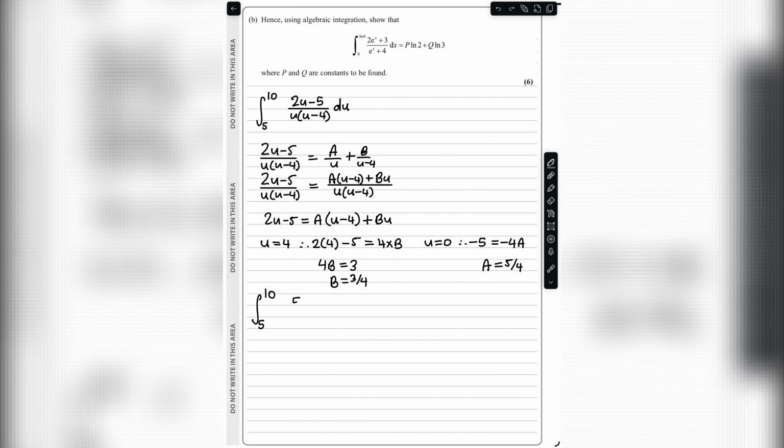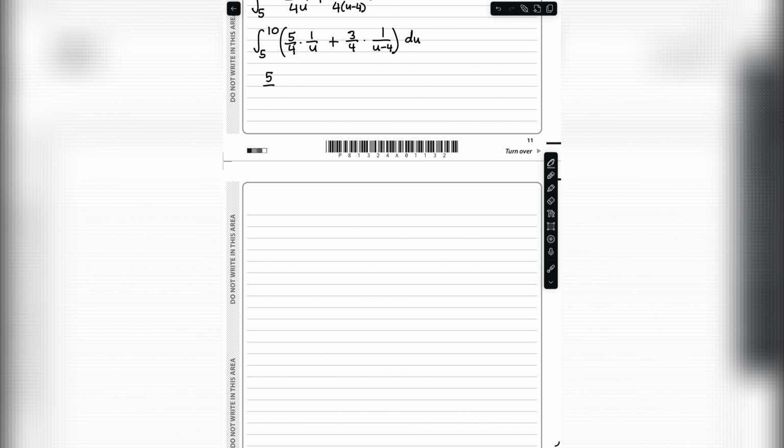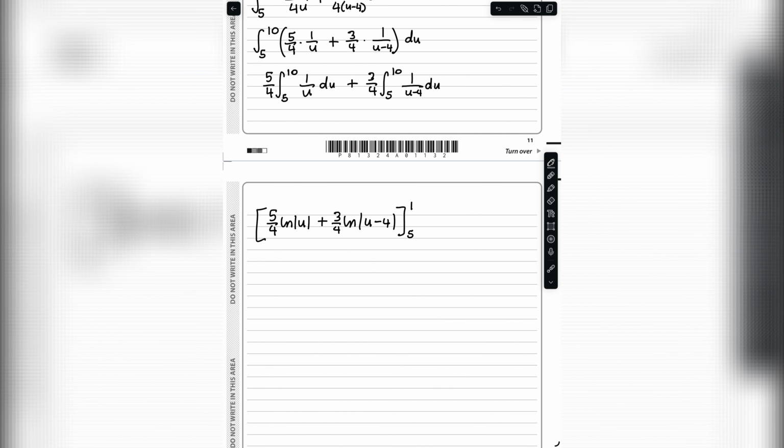So we can write our integral as 5 over 4u plus 3 over 4 times u minus 4 du. So we have 5 over 4 multiplied by 1 over u plus 3 over 4 multiplied by 1 over u minus 4 du. And by factorizing 5 over 4 from the first term, I have the integral between 5 and 10 of 1 over u du plus 3 over 4 multiplied by the integral between 5 and 10 of 1 over u minus 4 du. So we have 5 over 4 ln u plus 3 over 4 times ln modulus of u minus 4, and that's going to be solved between the limits of 5 and 10.